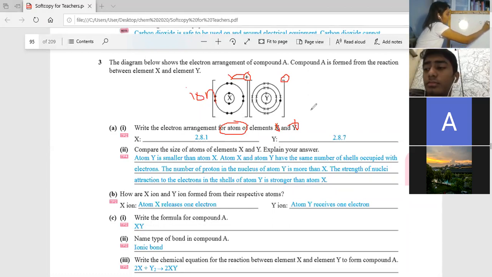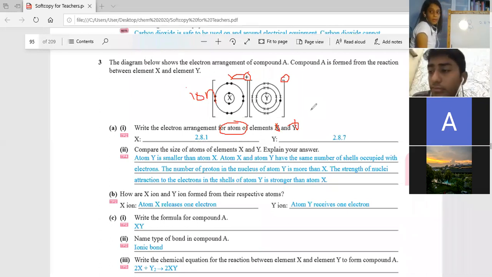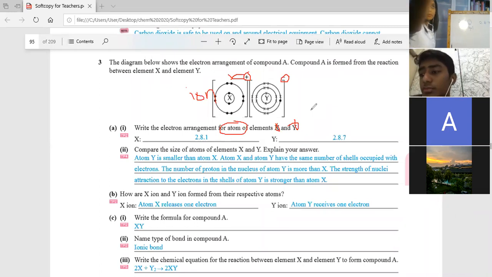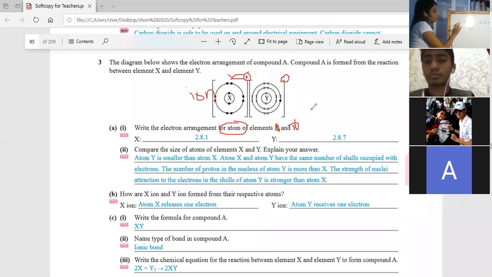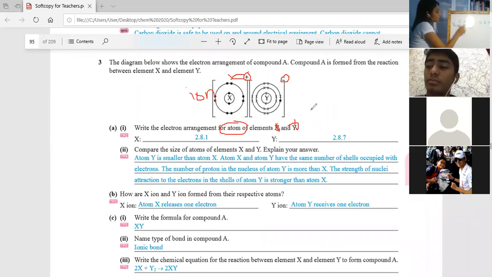2.8.1, 2.8.7. Horizontal. Okay, look at teacher. Here is my valence electron. I am in group 1, correct? Yes. Okay, now, how do I know which period it is? When I've got 1 only here, 2 only, it's period 1. If I got 2.8, period 2. If I got 2.8.1, it is period 3. If I've got 3 shells, it means period 3. Are we clear? Yes, sir.